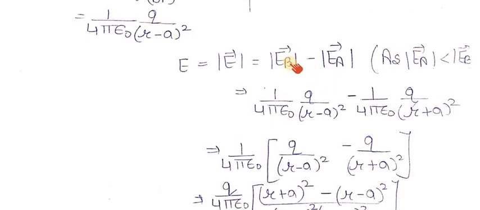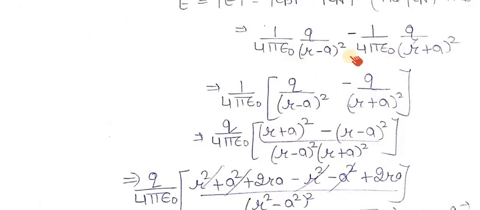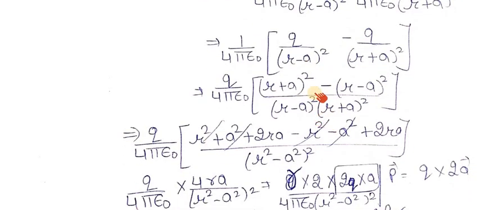Now just put the values of EB and EA, where 1 by 4 pi epsilon naught is common to both, and q is also common. So it is q divided by (r minus a) whole square minus q divided by (r plus a) whole square. Now take the LCM, which is (r minus a)(r plus a). Apply the formula of a square minus b square in the denominator, so it becomes (r square minus a square) whole square. When you take the LCM, you will see these two quantities cancel with each other.